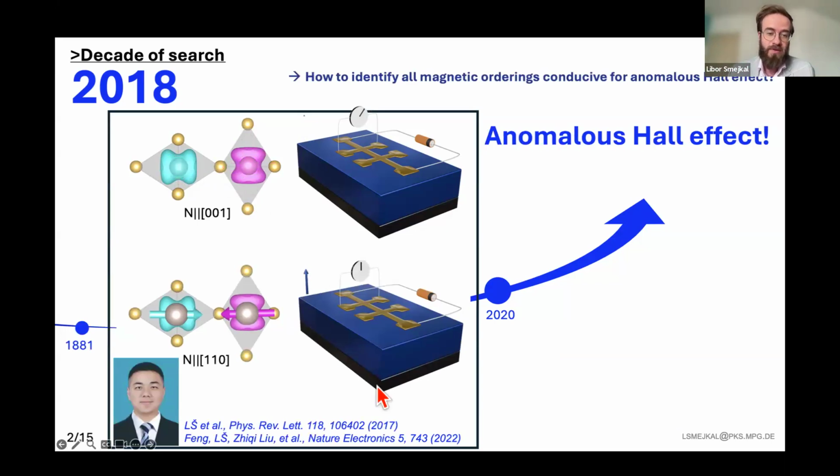So also, for a very long time, with our experience from antiferromagnets, we knew that a lot of effects are strongly dependent on the orientation of the Néel vector. So we also predicted in the Science Advances paper that depending on the orientation of the Néel vector, you can completely switch off or switch on the anomalous Hall effect. And that's something very unusual, very unconventional in comparison to what we have in ferromagnets. And then in collaboration with the experimental group from Zhiqi Liu, we were able to very rapidly confirm this theoretical prediction.